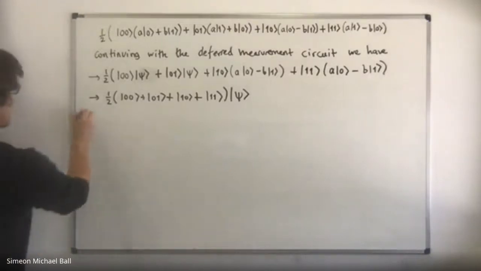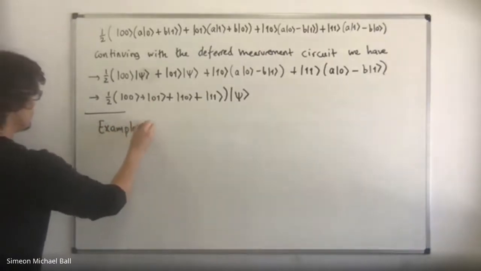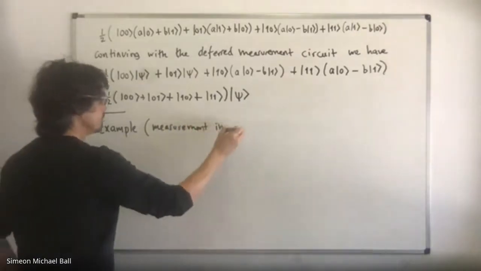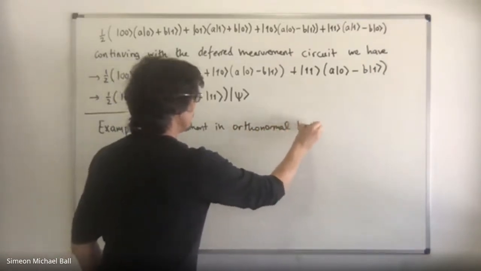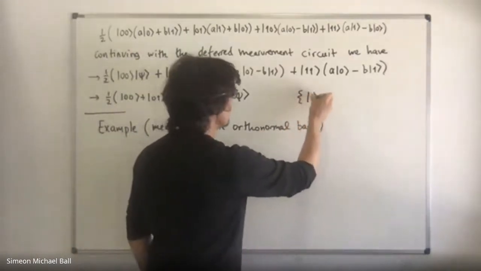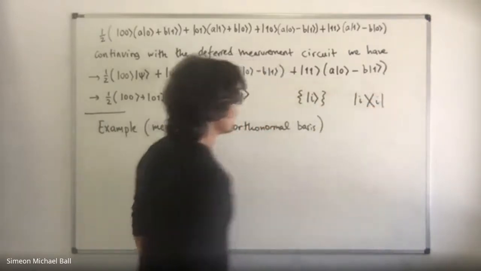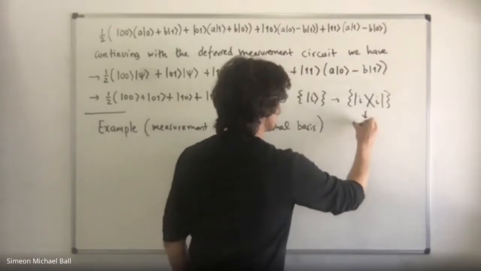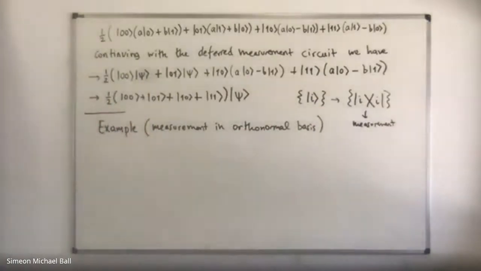So here's an example measuring. So if you remember, if we have our orthonormal basis, let's say I, then our measurement operators are simply these. So this doesn't have to be the computational basis, this could be any basis.